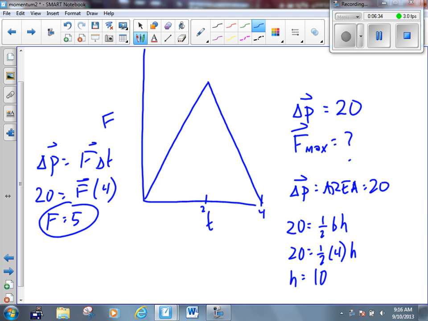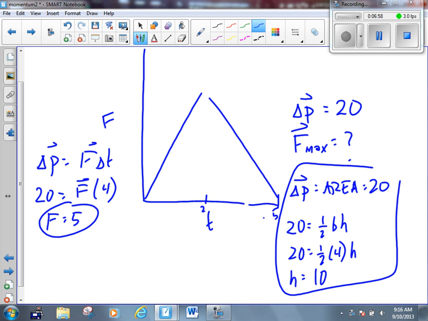Having said that, I wouldn't suggest doing it that way, because if it wasn't a symmetrical graph, if that went up to 2 seconds and then let's say down to 5 seconds, like this, then the average force would not be half of the maximum force. So the easiest, most reliable way to do this is exactly this way. Get the area, set it equal to 1/2 base times height, and remember the height is going to be the max force. Does that make sense?